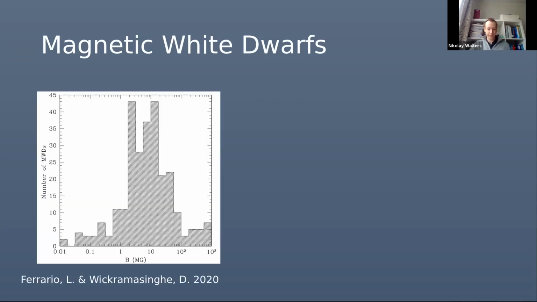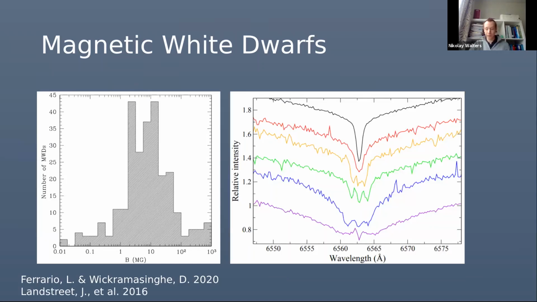So let us look at the field distribution. As can be seen, field strengths range from a few kilogauss up to 1000 megagauss. Typically, magnetic white dwarfs are identified spectroscopically, or in some cases via spectropolarimetry. The figure on the right shows the effect of magnetism on the H-alpha absorption line with increasing field strength from top to bottom. This Zeeman effect is visually evident in the H-alpha core splitting into multiple features, which are then displaced from the unperturbed position.